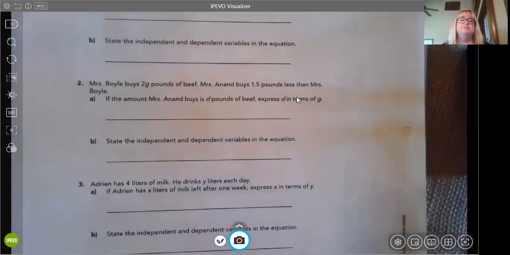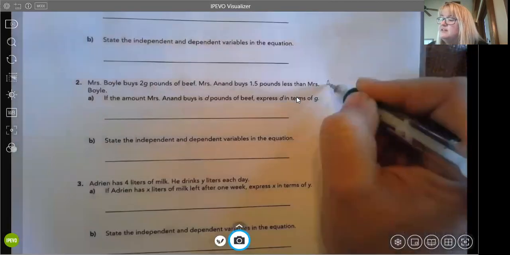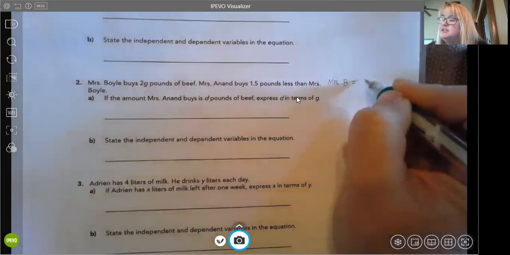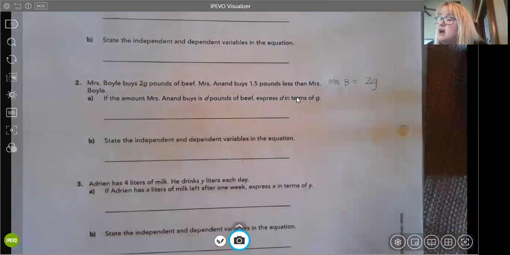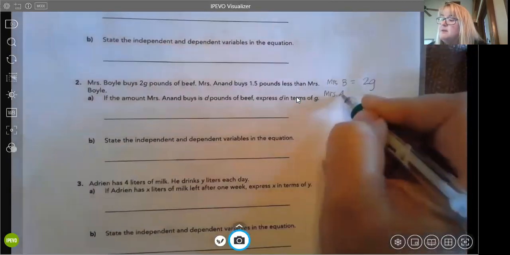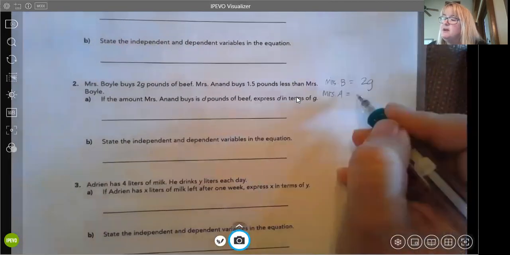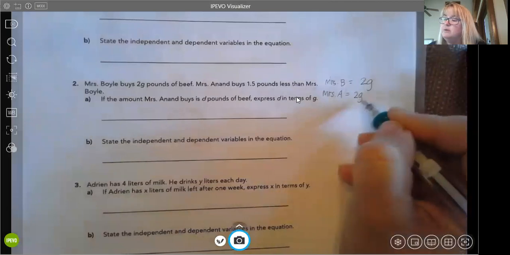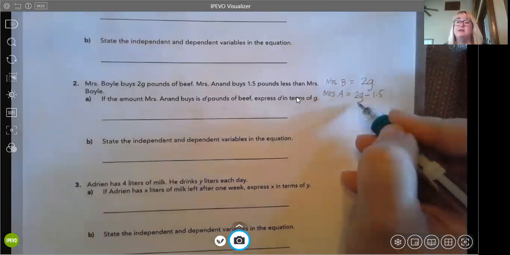Let's look at number 2. Mrs. Boyle buys 2 pounds of beef. Mrs. Anand buys 1.5 pounds less than Mrs. Boyle. So Mrs. Boyle, I'm just going to write this out just so I know, is 2G. She buys 2 pounds of beef. Mrs. Anand buys 1.5 pounds less than Mrs. Boyle. So we're going to take what Mrs. Boyle bought, which is 2G, and subtract 1.5. That would be the amount she bought minus 1.5 pounds.